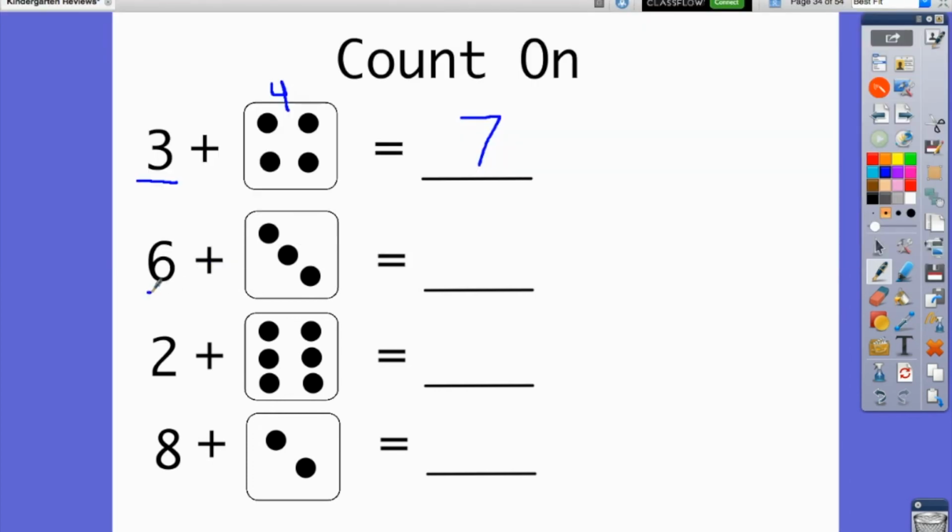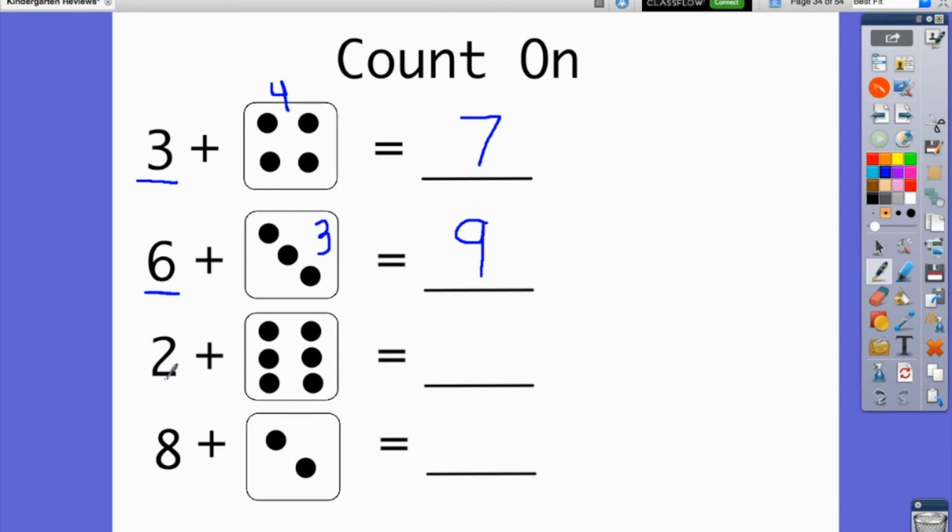Let's start with the number 6. I want you to put the number 6 in your head, and then we're going to keep counting from 6. So if we start with 6, then we're going to go to 7, 8, 9. So what did we get to? We got to the number 9. 6 plus what? What did we add to get to 9? 6 plus, there were 3 dots. 6 plus 3 equals 9.